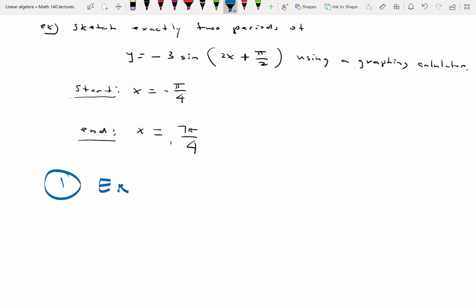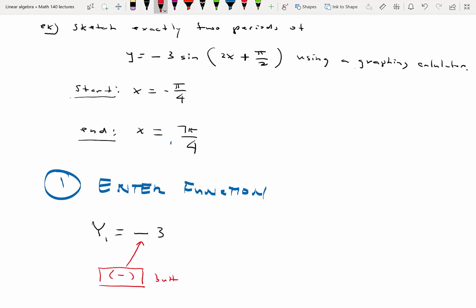Enter function. And you press y equals, and you'll have y1 equals, and you can clear the sine function that we had before. And you press -3. Be careful, don't use the subtraction button for this negative. This has to be the minus or the opposite button, not the subtraction.